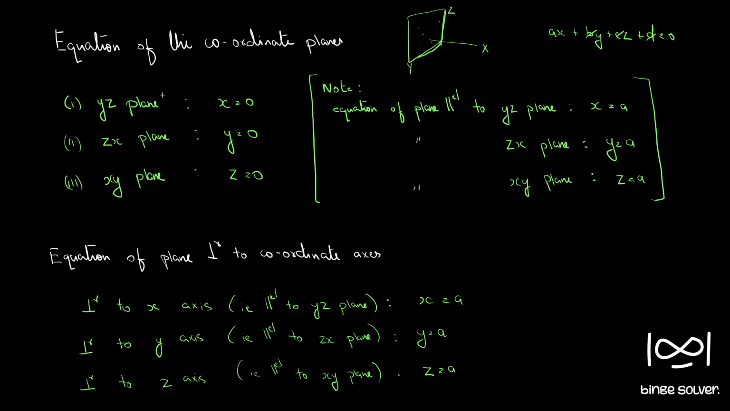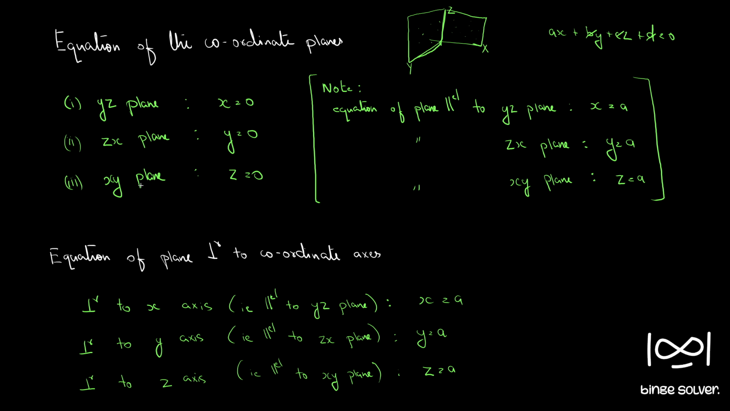Similarly, if you take the zx plane, you can see that any point in the zx plane has a y coordinate of 0. That is the reason why the equation of the zx plane is y equal to 0. Similarly, for the xy plane, z is equal to 0 is the equation. So I hope you understood this.